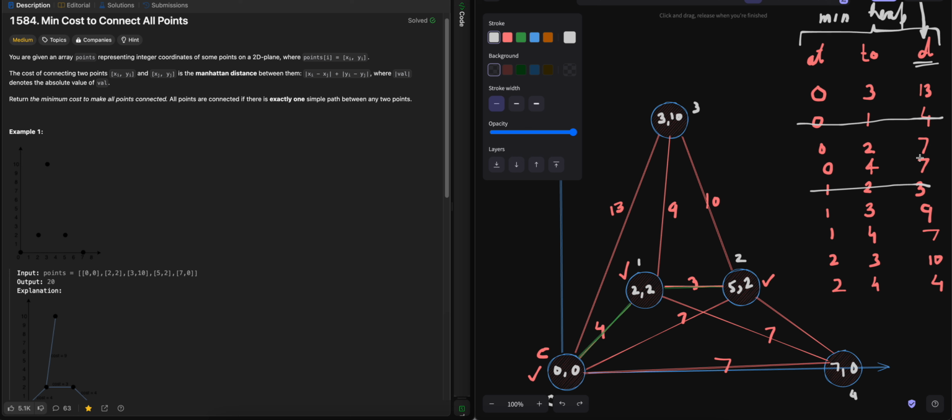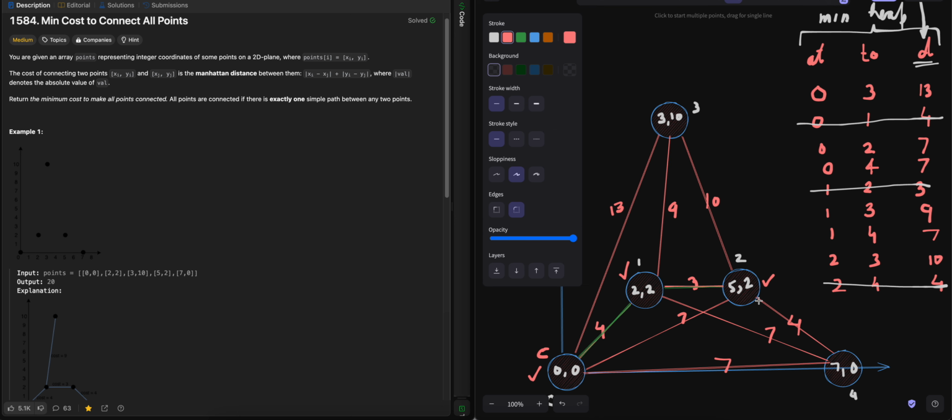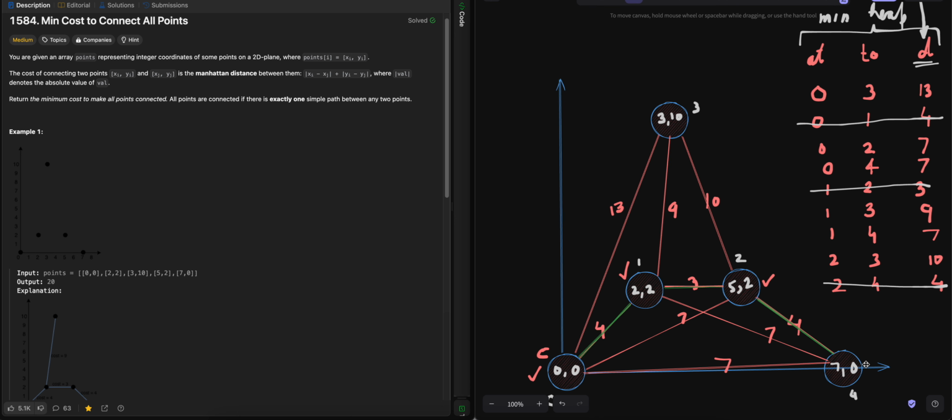If we look at all the minimum edges here, the edge that would be picked up is this fourth one, 2 to 4, with weight 4. So we are going to pick 2 to 4, and this would be one of our final edges, one of the MST path. Okay, so this is the path.